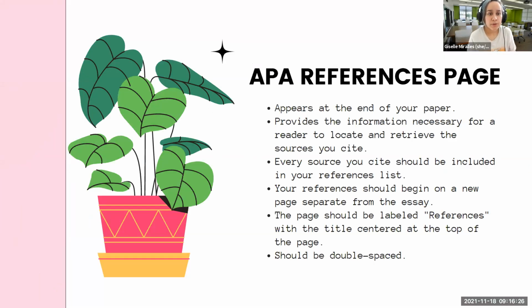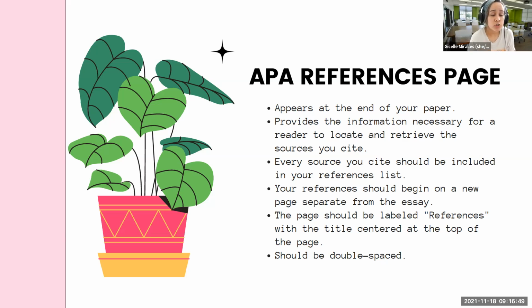All right, so we're moving on to talk about the APA references page. The references page appears at the end of your paper. It provides the information necessary for a reader to locate and retrieve the sources you cite. Every source you cite should be included in your references list. So if it's mentioned in your paper, it needs to be on your references page.